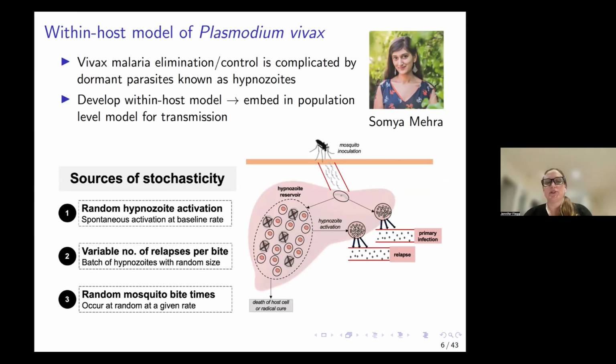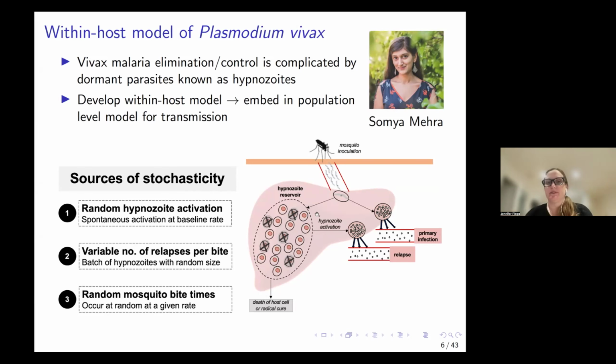So the three levels of stochasticity are that there's random activation of these hypnozoites. So this is a person's liver. And in the liver, there are these parasites which are just sleeping away. Some of them will randomly die at random times, and other of these parasites will activate individually, and they will cause another blood stage infection, make you feel sick, make you go get treatment, and so on. But each of these can give rise to another set of feeling sick. So that's one level of stochasticity.